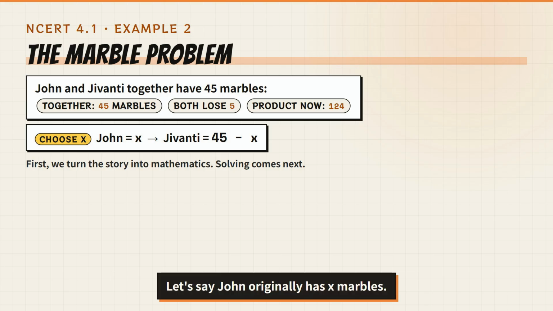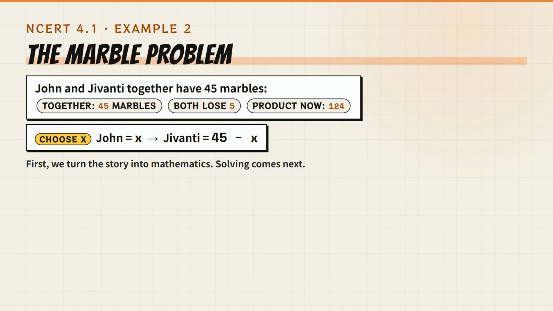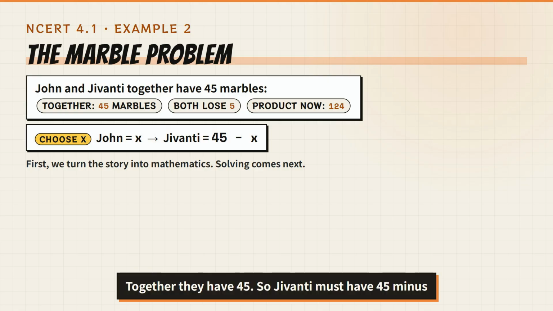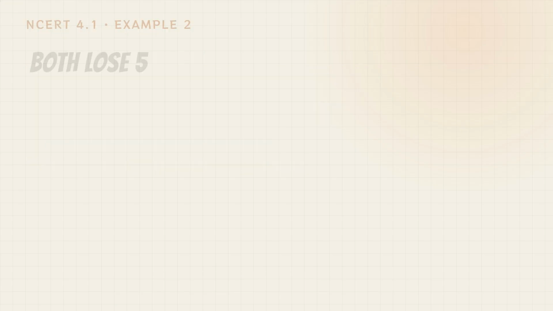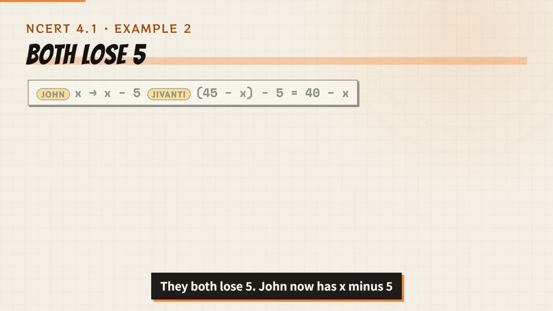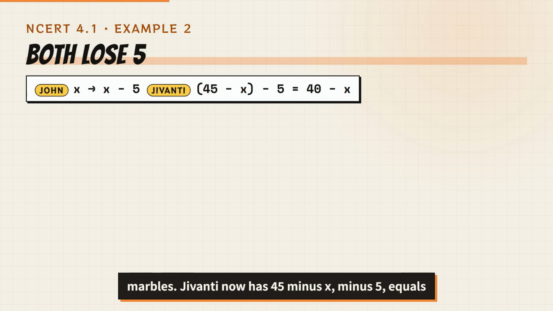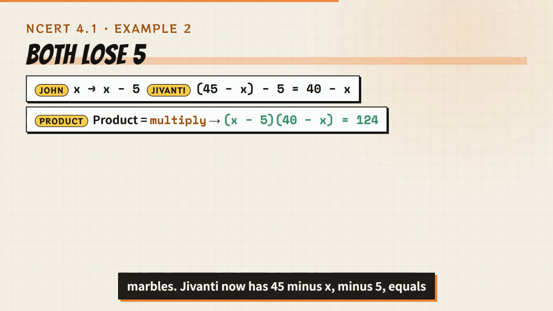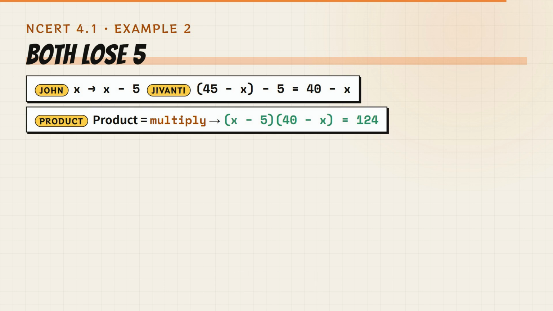Let's say John originally has x marbles. Together they have 45. So Giovanni must have 45 minus x marbles. They both lose 5. John now has x minus 5 marbles. Giovanni now has 45 minus x minus 5, which equals 40 minus x.